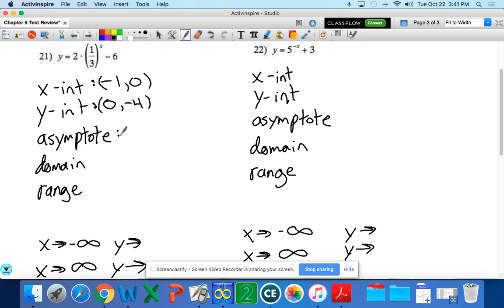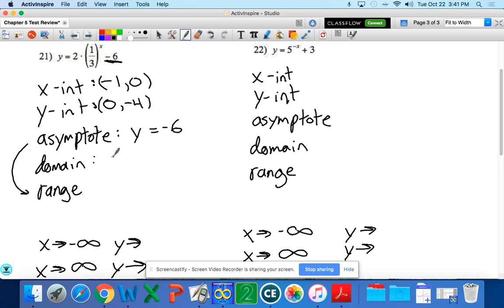Next, the asymptote. The asymptote comes directly from the equation or by looking on the graph at where it's leveling off, and it is specifically the equation y equals -6. That has a lot to do with the range. Keep that in mind. Next is domain.